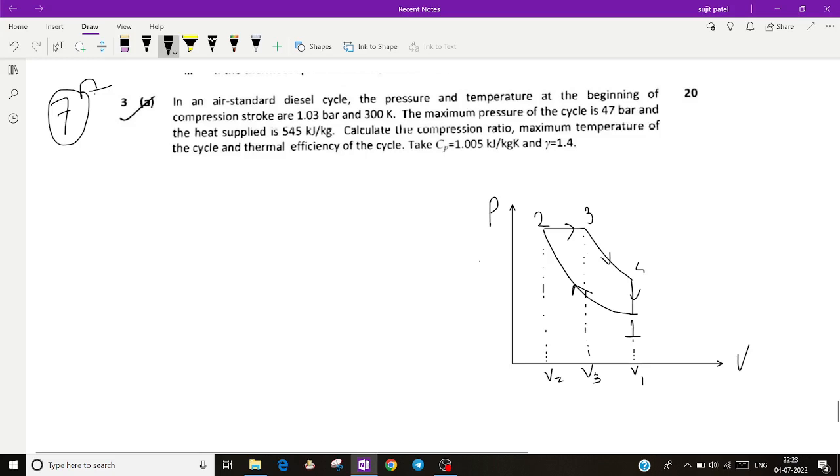So today we are going to solve question number 3A of paper number 1 of the 2019 DRDO mains paper, and this question is of IC engine. The question is an air standard diesel cycle. Here I have drawn the PV diagram of the diesel cycle. The pressure and temperature at the beginning of the compression stroke. So first of all we have to write the given data.